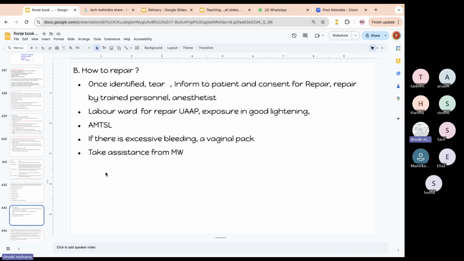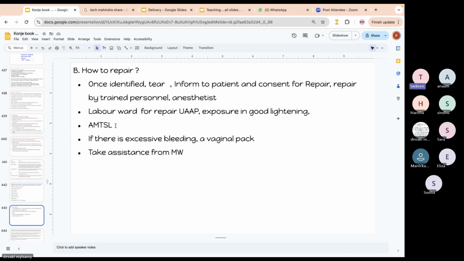And then how to repair. Under all aseptic precautions, proper exposure needs to be given. Repair needs to be done by trained personnel. Anesthesia is not actually needed here, analgesia is needed. Active management of the third stage of labor, you missed out.